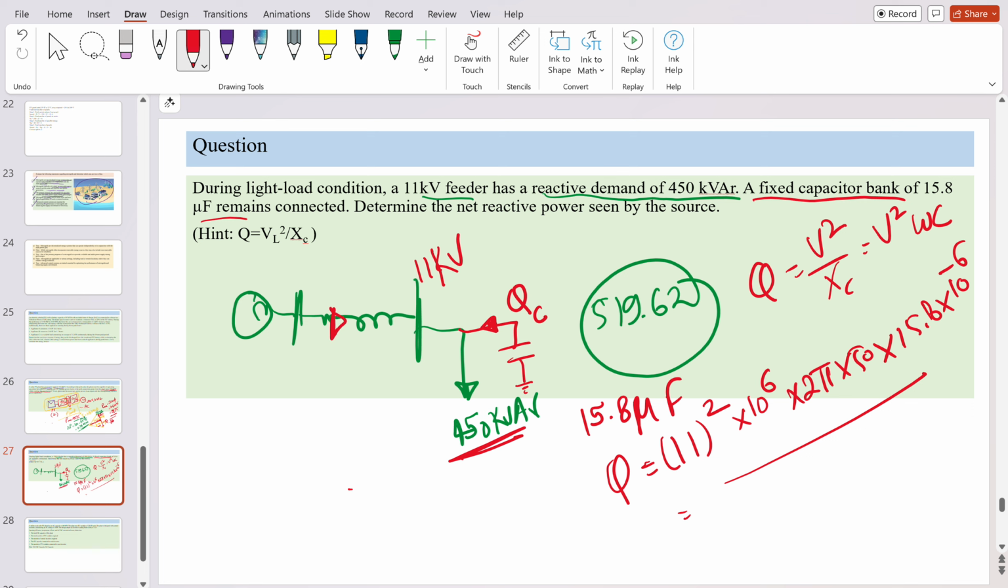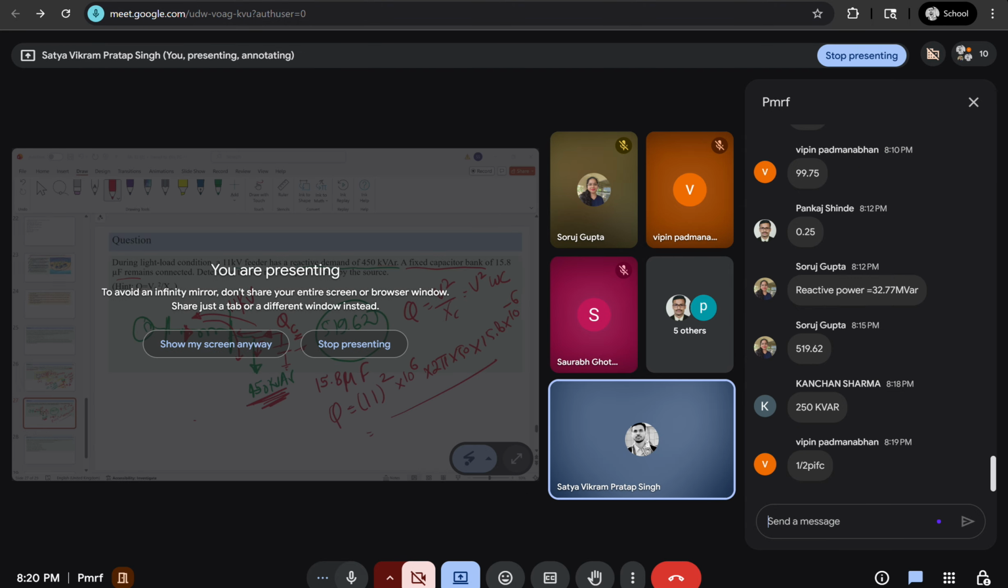So what is to be seen from the source side? It will be a subtraction, because if Qc is greater than 450, the extra can go to the source. If it supplies less than 450, the remainder comes from the source. So you just have to subtract or add based on what is seen from the source side. That is a simple problem. You just have to see what Qc value comes out. Getting my point?